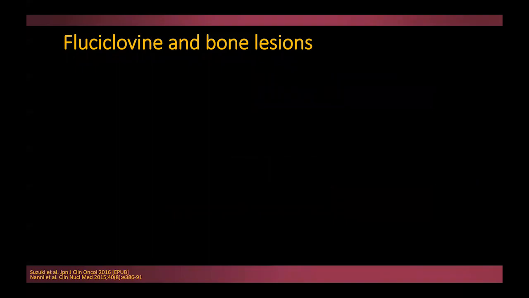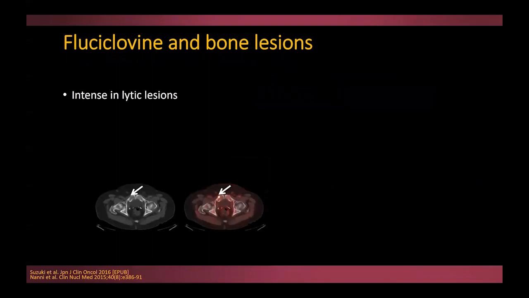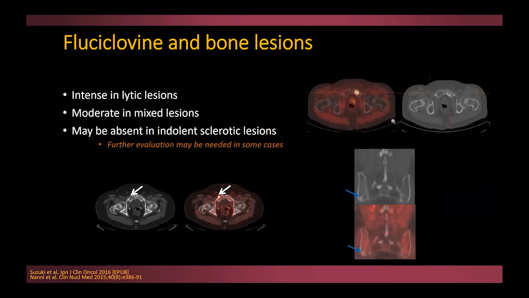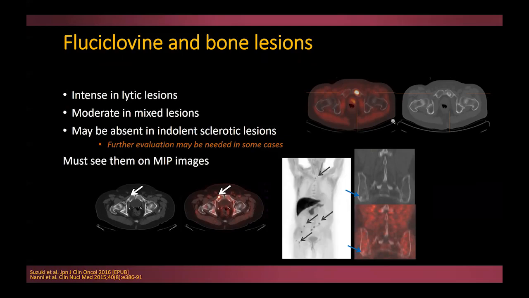So what about bones? We do know that intense uptake will be associated with lytic lesions. Moderate to intense uptake can be associated with mixed sclerotic and lytic lesions. Sometimes we'll have false negatives on dense sclerotic lesions, and this is where you're going to need to do some MRI or bone scans. In order to increase the specificity, we do recommend to look for those lesions on the MIP images, such as in this example.